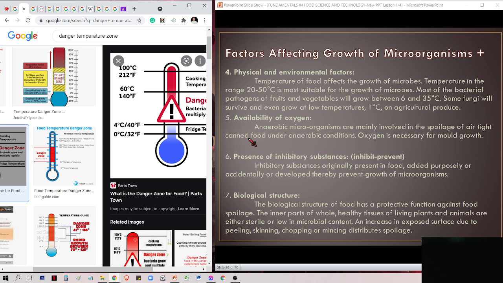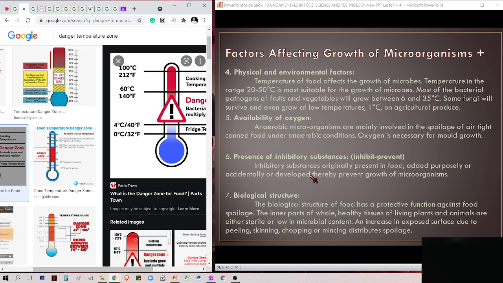So, presence of inhibitors. These are the factors that would prevent other chemical reactions that would lead to the growth of microorganisms, or the growth of molds or bacteria.